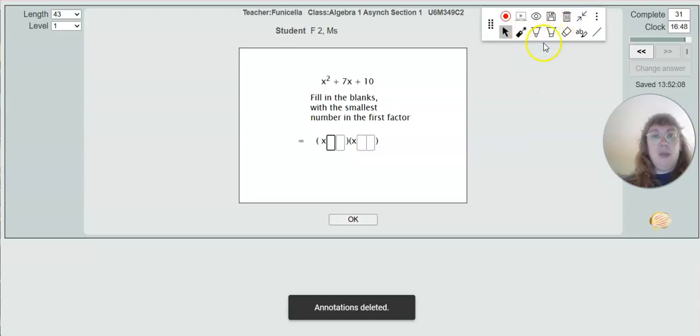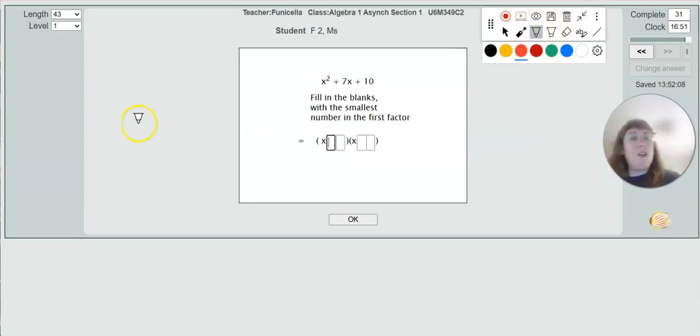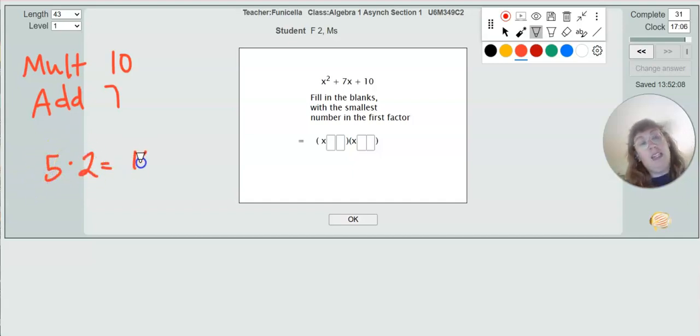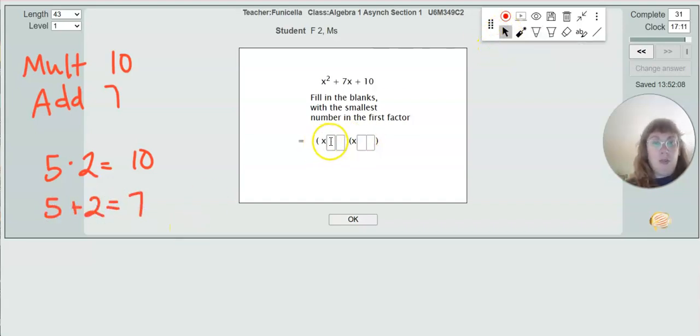Fill in the blanks with the smallest number in the first factor. Okay. So for these two, we want to find numbers that multiply to +10 and add to 7. So 10 times 1 is not going to work because that would add to 11. But 5 times 2 gets us to 10, and 5 plus 2 gets us to 7. So we want to put the smaller number first, so we're going to do +2 and +5, since they're both going to be positive. And when you're all set with that, you can hit OK.